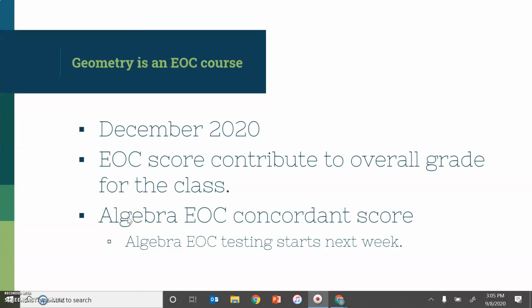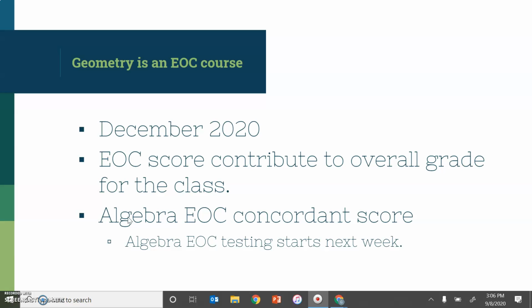So geometry has an EOC attached to it. The geometry EOC will be taken in December. If your child is taking geometry this fall, their EOC will be in December. Their EOC scores contribute to the overall grade for the class. And this year, it would also be an Algebra 1 EOC concordant score, which means that if your student does not pass the Algebra 1 EOC, passing the Geometry EOC will make up for the Algebra EOC requirement.